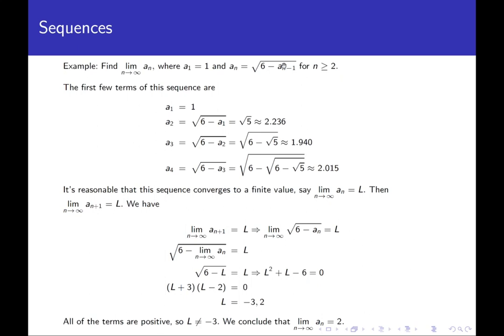So when you do this limits of a recursively defined sequence, if the limit exists, then you basically are going to set up this type of an equation. And usually the equation is just what you think the limit is equal to, the limit plugged into the formula for the next term.